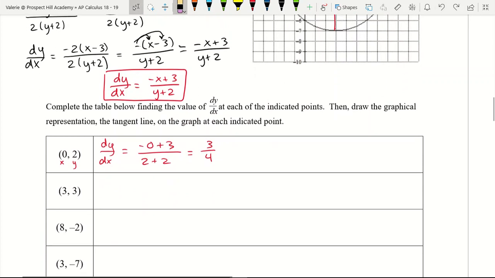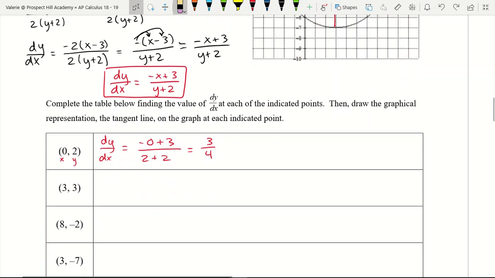I'm only going to do the next 2 points, and then you'll finish the rest. So for (3, 3), we know that we'll have dy/dx equals negative 3 plus 3 over 3 plus 2, which is just 0 over 5, which equals 0. So when our derivative equals 0, we know we'll have a horizontal tangent.